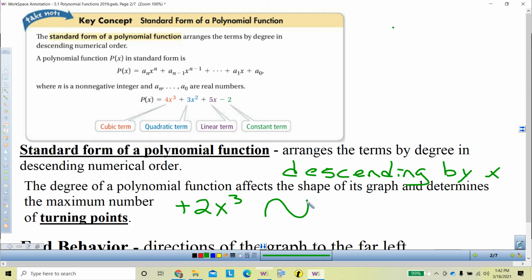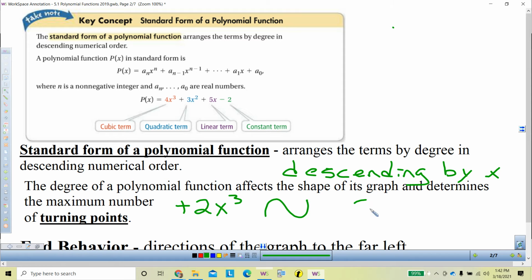Twice, right? So the turning points are one less than the highest degree. So highest degree is 3. Subtract 1, 2 turning points. So if I had x to the 99, we'd have 98 turning points, right? Normally we'll do like x squared, 1 turning point, x cubed, 2 turning points, x to the 4th, 3 turning points. So it'll be kind of easy.